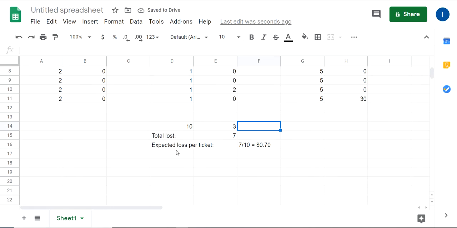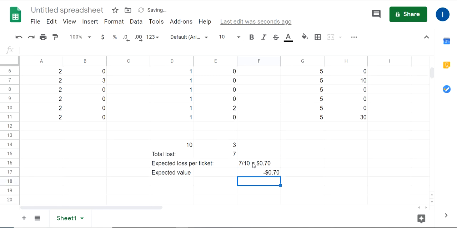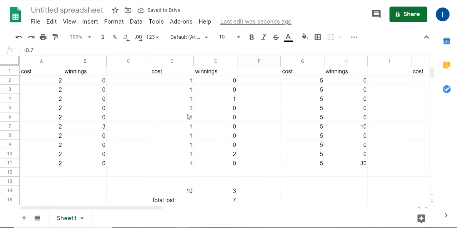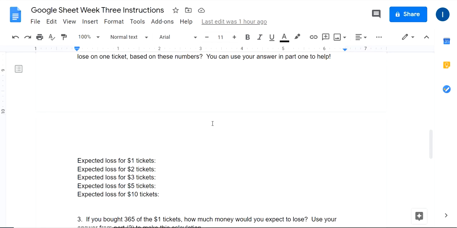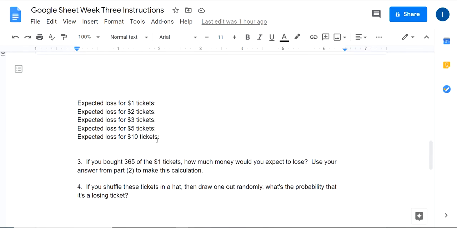per winnings. So the expected value, we'd say, it's slightly different. Expected value means you use a negative sign if it's a loss. You just leave it positive if you're gaining something for each ticket. So expect to lose 70 cents for each of the dollar tickets. So that's what you've got to calculate for these.